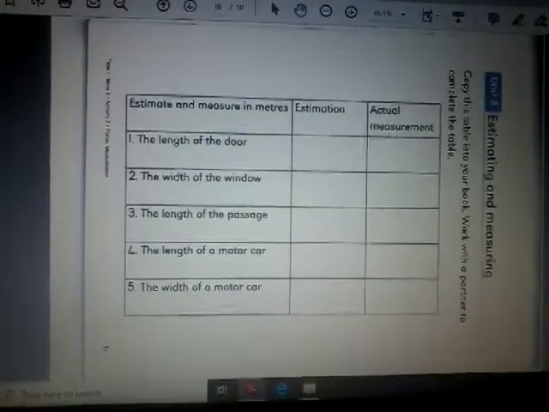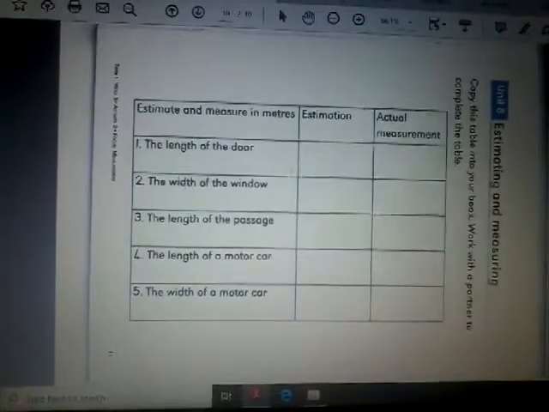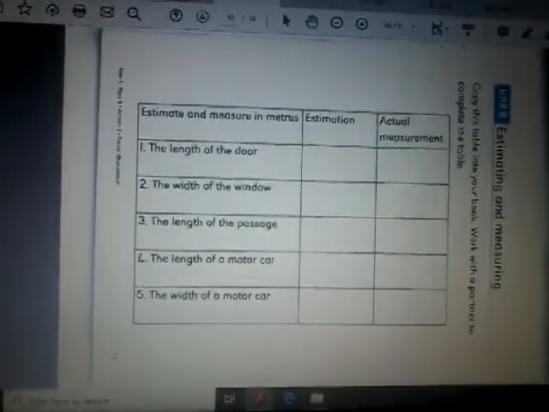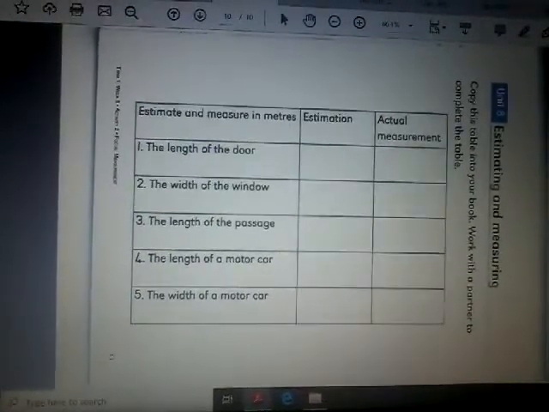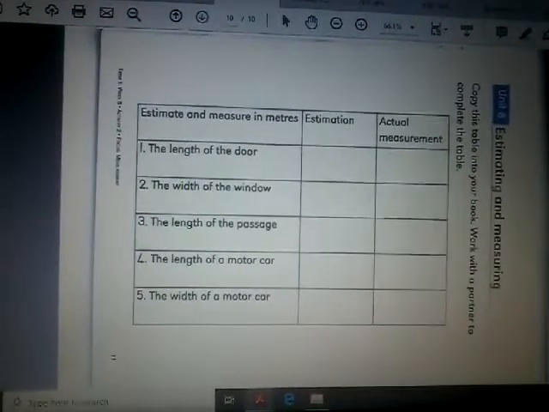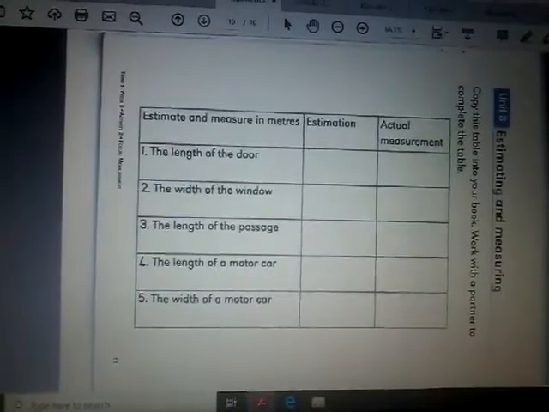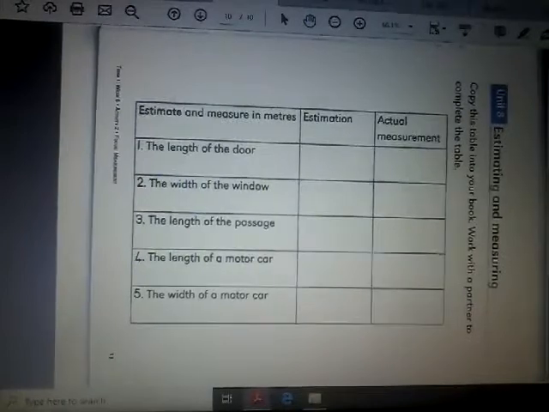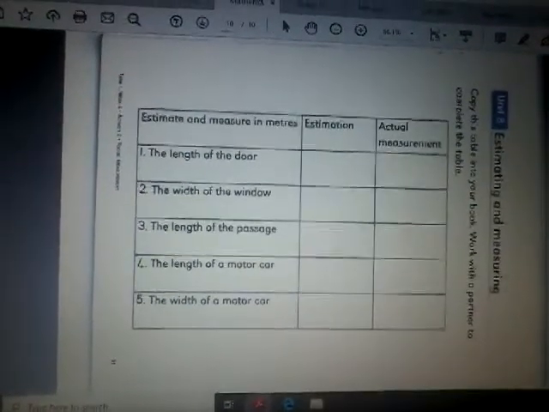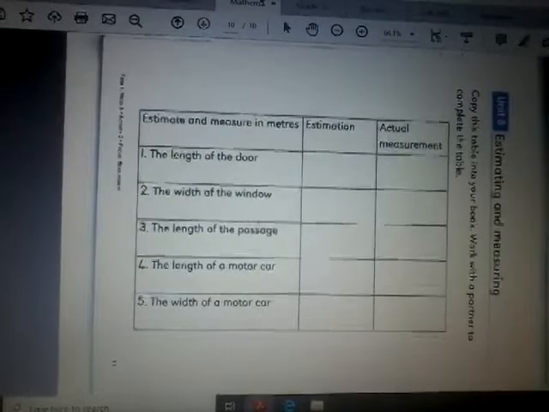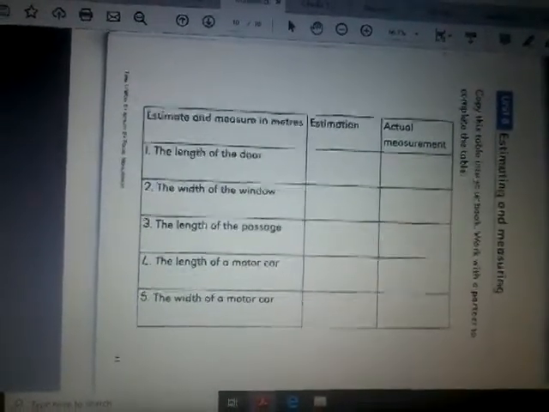The Premier Maths is pretty straightforward. You're going to draw a little table like this, and you're going to estimate the length of the door. Now remember, estimate is not actually measuring it with a ruler or a tape measure. You are looking at the door and saying, well, I think it's about, you can do it in meters or in centimeters. If you don't have a tape measure, you can just use your ruler. And you can put it in centimeters if that's what you want to do.